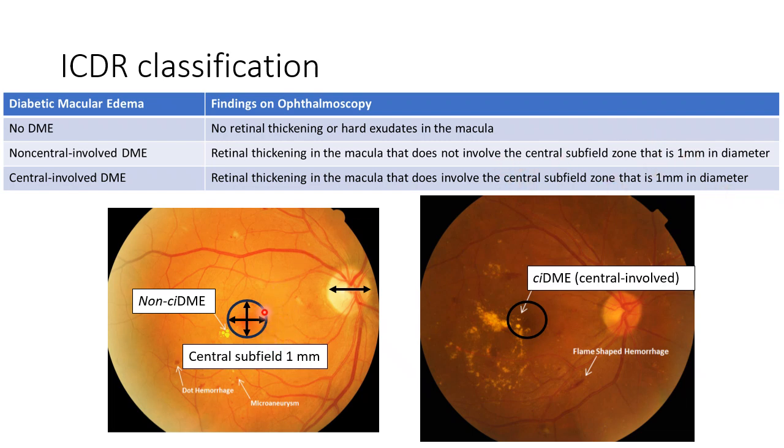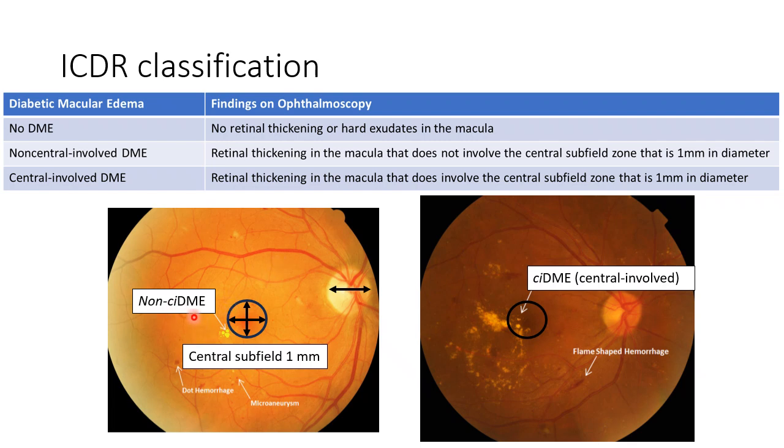So this is the central subfield zone of 1 mm diameter. Okay, it is basically nothing but a circle of 1 mm diameter centered on the center of the macula. So this, as you can see, is 1 mm diameter, and this is 1.5 mm diameter or one disc diameter. So whenever we are measuring things in the retina, we can compare it with the size of the disc. That is why often you can see lesions being described as certain disc diameters in size, because one disc diameter is measurable and it is equal to 1.5 mm.